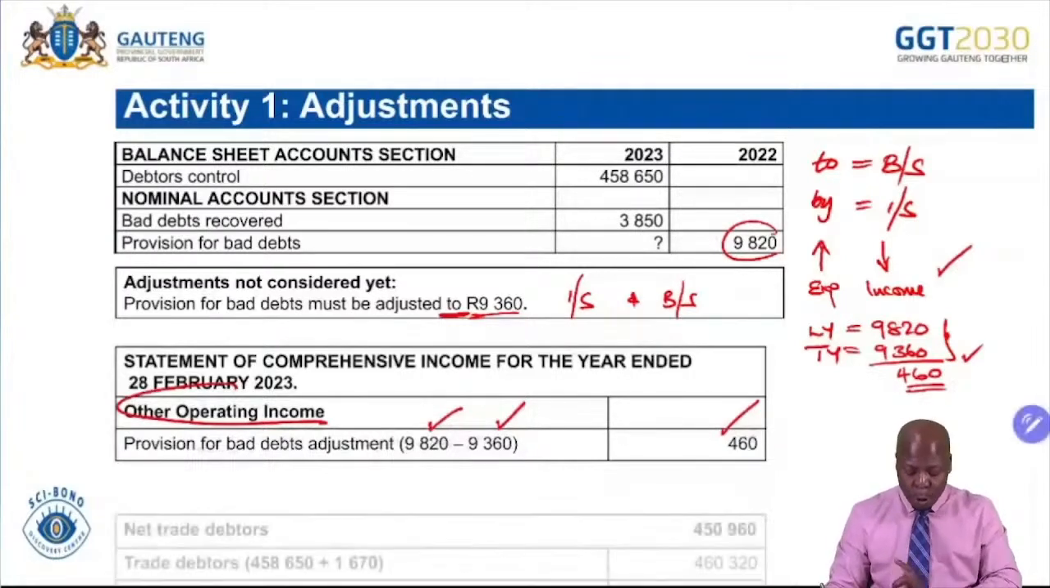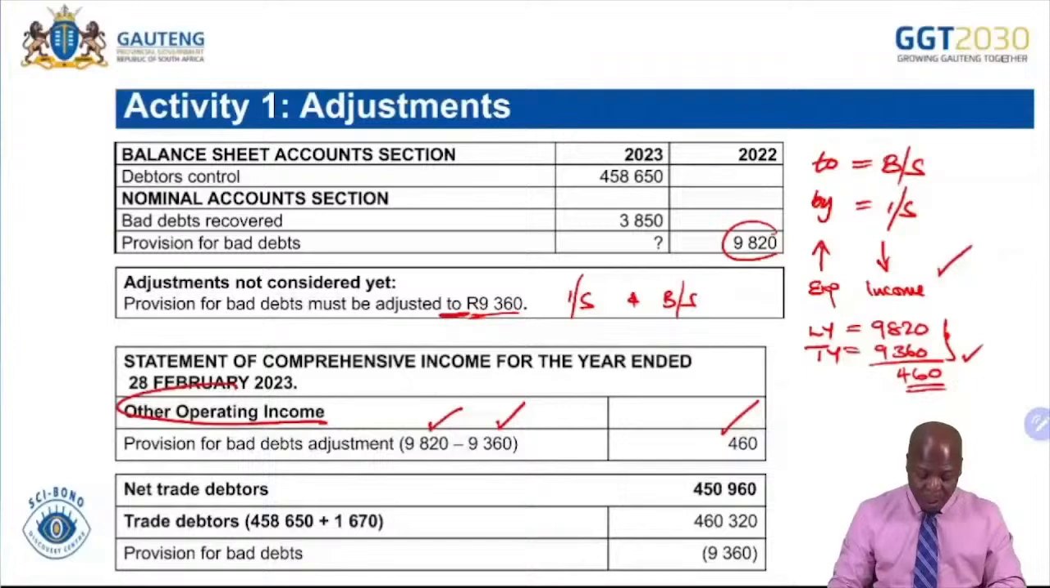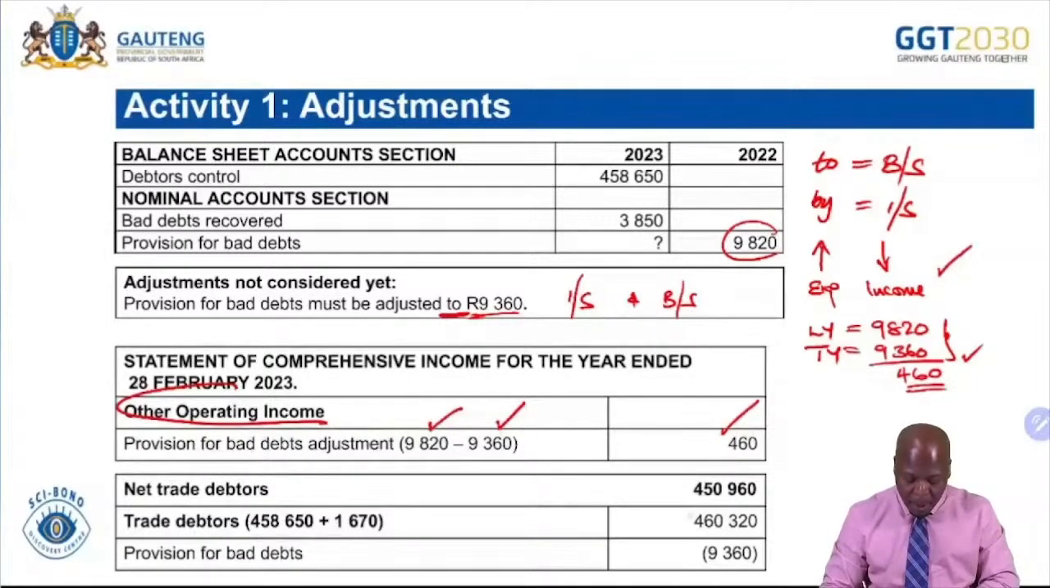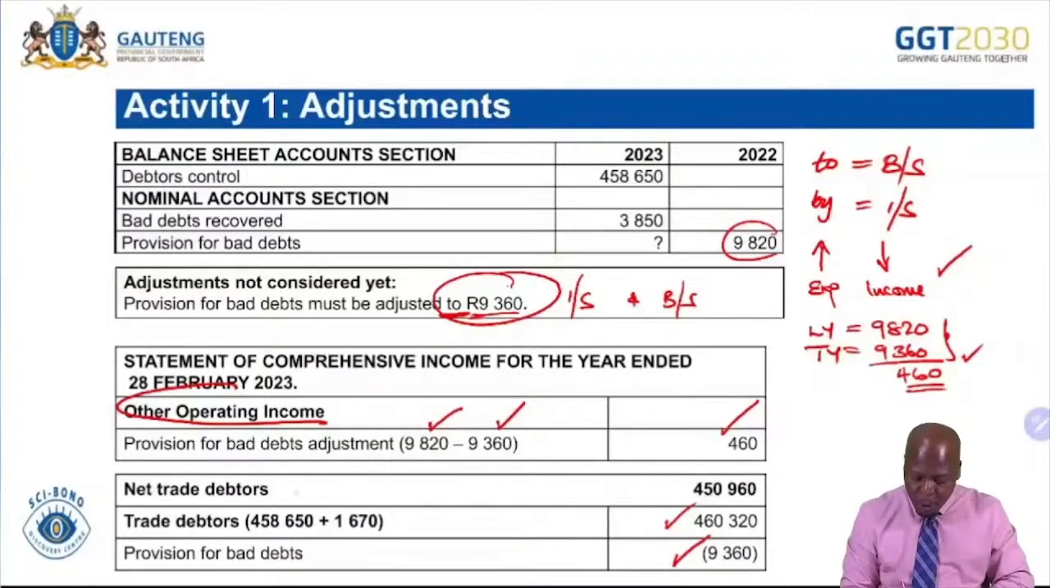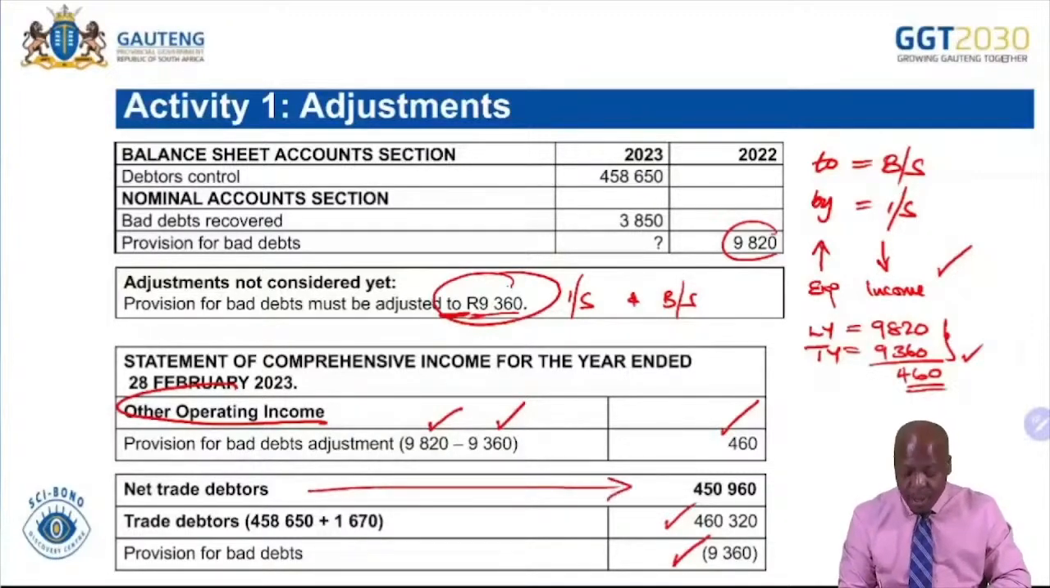But we would also want to show how to record this in the statement of financial position, whereby would come, remember, we had our trade debtors here, so we would come and subtract the provision for bad debts. We are taking the two amounts. There it is. Then if you subtract your 9,360 from your 460,320, you then end up with your net trade debtors. Remember, this was also part of the demands of this question, so I've already answered that particular area. Can I move on? All right, let's move on to the next one.